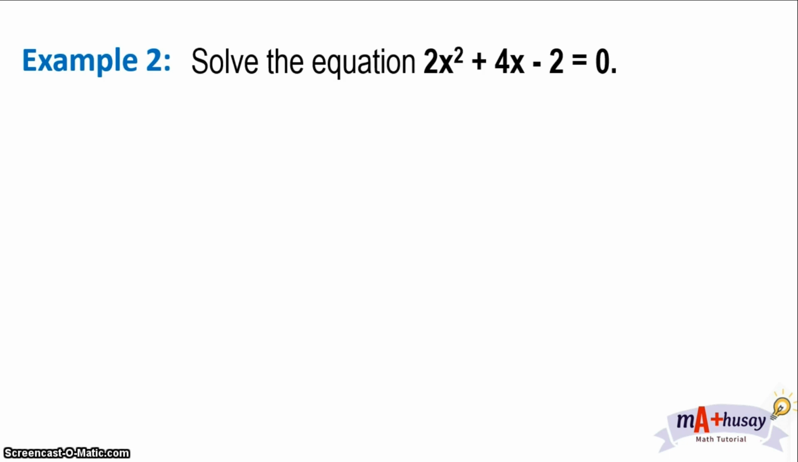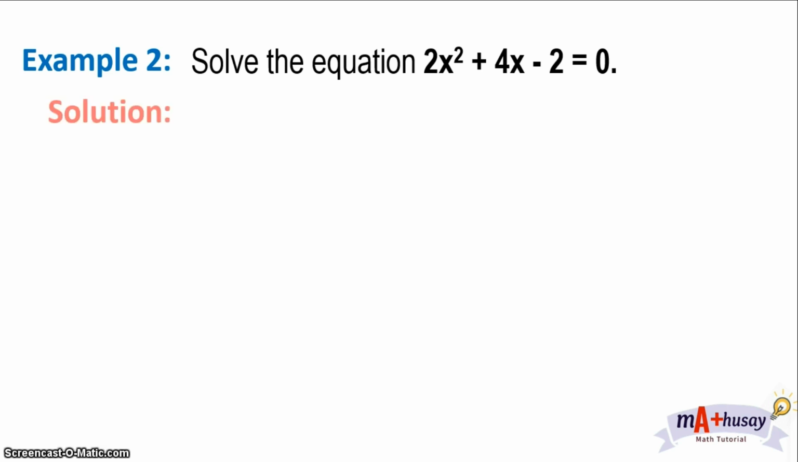Let's have example number 2. Solve the equation 2x squared plus 4x minus 2 equals 0. In this case, napapansin natin na ang a is equal to 2 and b and c are all divisible by 2. So, we can simplify this equation before applying the completing the square.